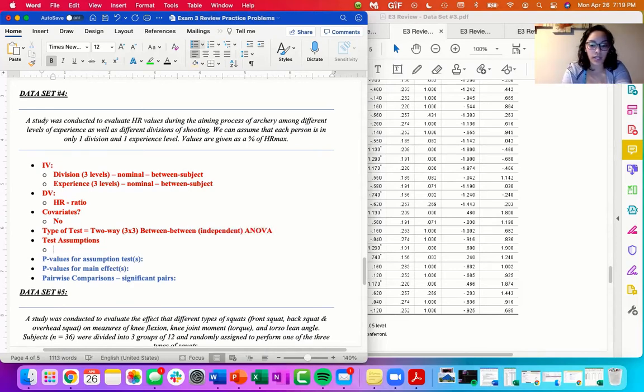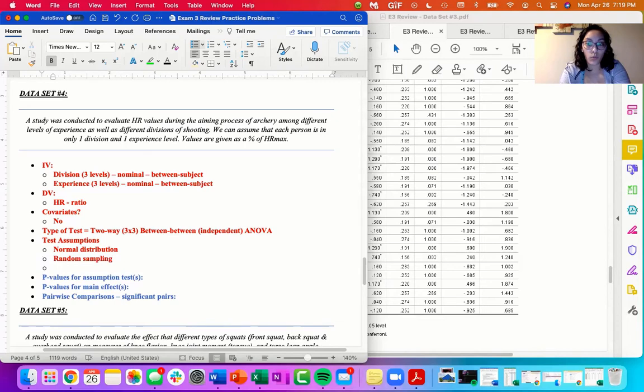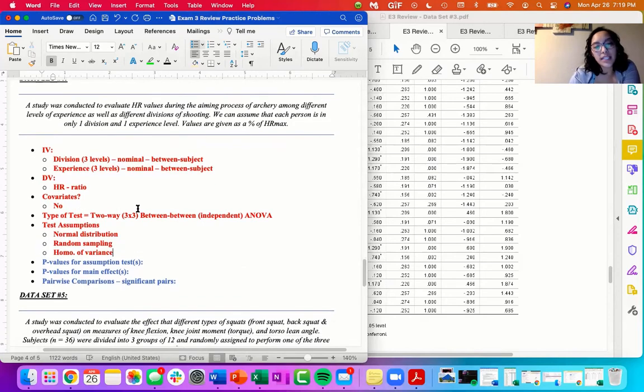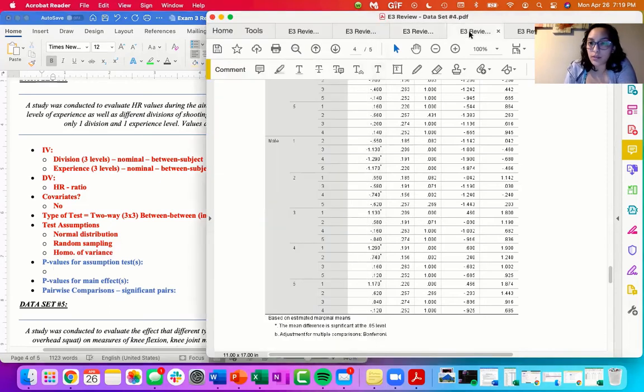What are the assumptions for that? Starts off with normal distribution, random sampling, and homogeneity of variance. If you wanted to add information about variables, you can, but these would be the ones that you definitely need to put in there. And then let's go to our output.